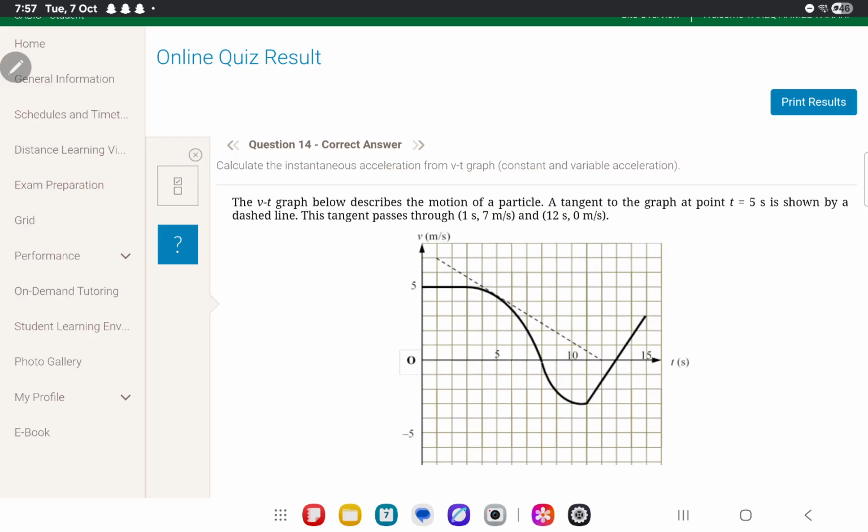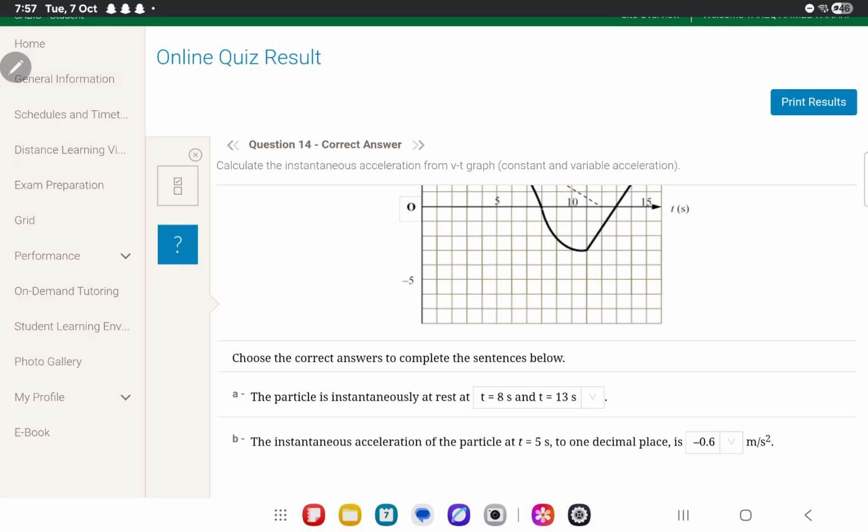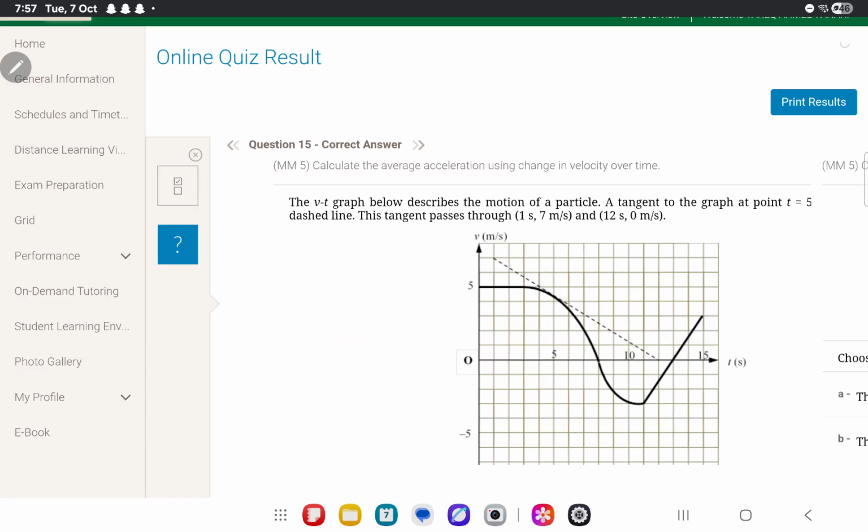So here, t equals 5 seconds, and they're so generous as to give us the tangent, right? They told us the points of the tangent, so we don't even need to look at the graph. So we have 1, 7 and we have 12, 0, right? I'm going to take this point as my point 2. So 0 minus 7 and 12 minus 1. This gives me negative 7 over 11, which gives me negative 0.63 meters per second squared. Now I want to see what they have it as. They have it as negative 0.6. Yeah, you round down, so it's fair. It's an accurate answer.